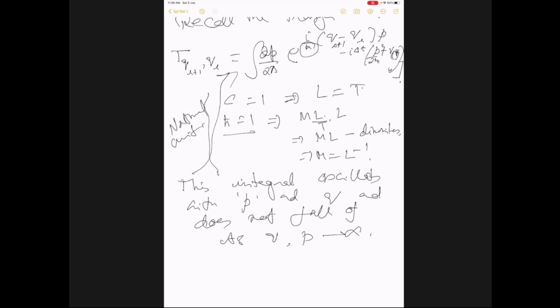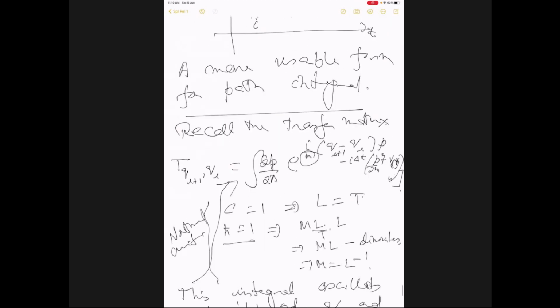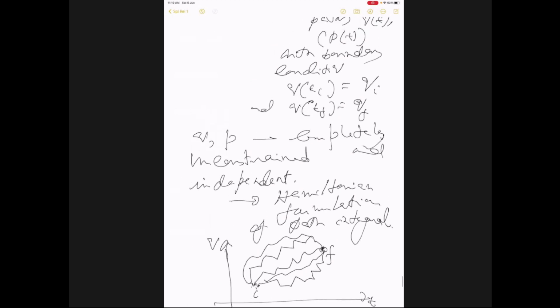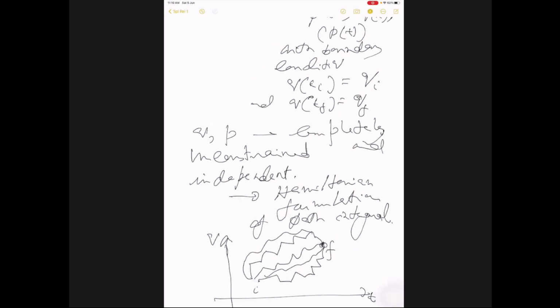So this is a problem, because you know that if you are integrating over the whole infinite space, you are saying I am considering all paths. All paths means you are going from I to F. You may consider a path which goes to infinity and comes back to F. So you're considering all paths.